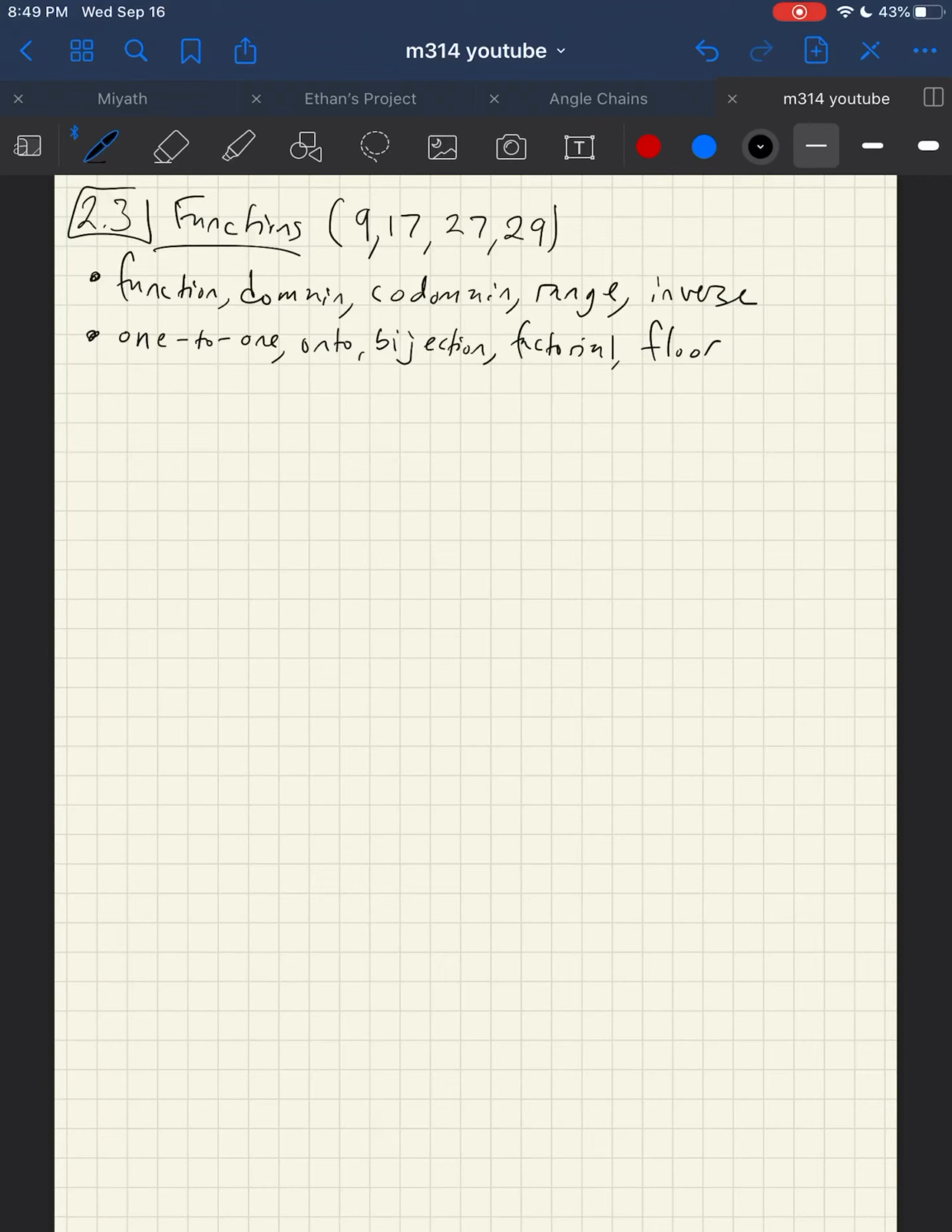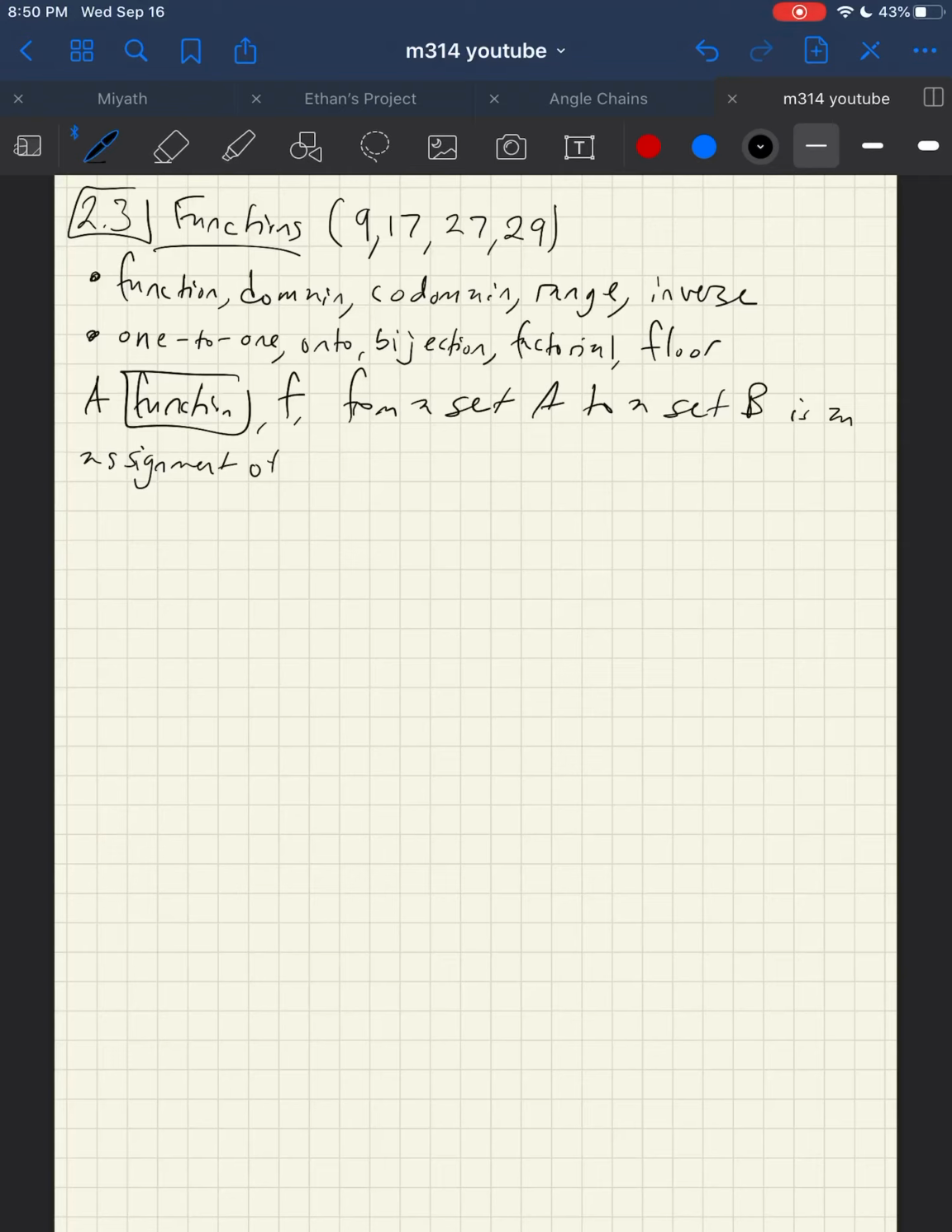So I'm going to define a function for you. A function f from a set A to a set B is an assignment of every element in A to exactly one element in B. Now I want to pause here and say, you've probably seen functions defined before in some sense before this class.